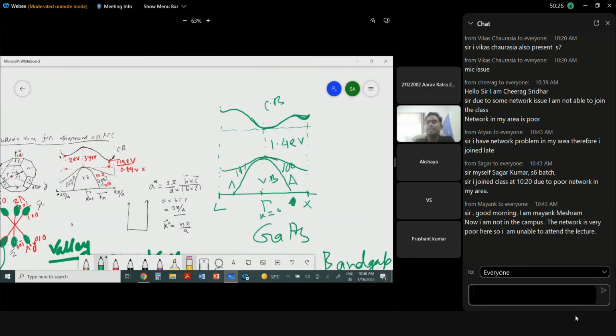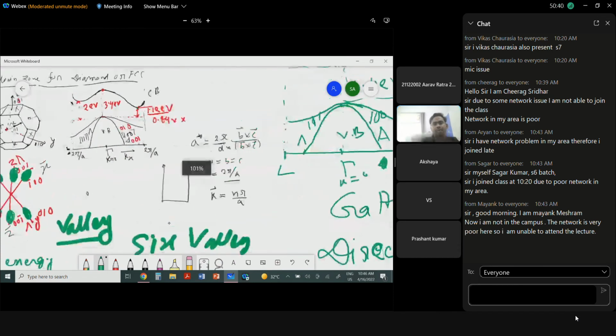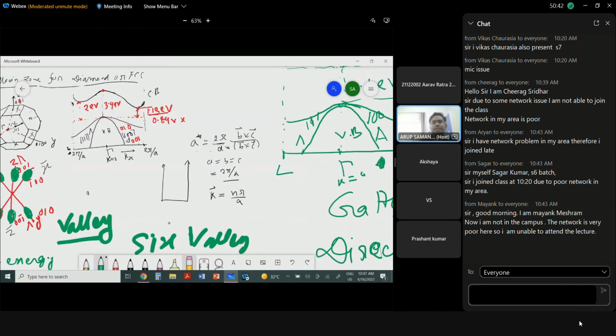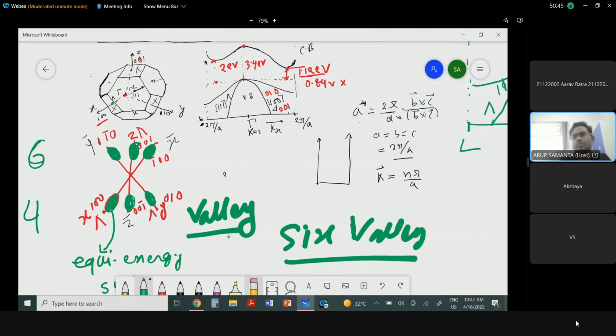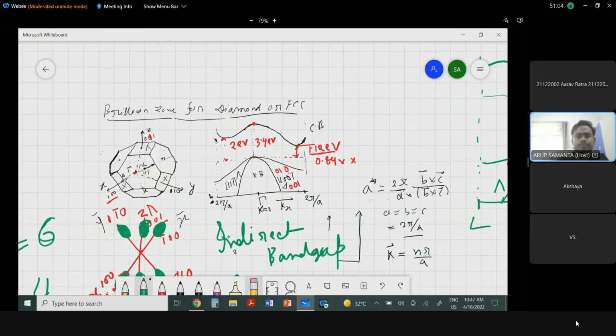And here you have the minima. This gap is from the top of this, 1.99, around 1.9 electron volts. And here your minima is far away, you have a different k value, a momentum difference, a momentum vector. This difference is there, so we call it an indirect band gap semiconductor. Indirect band gap material. This is the silicon structure.